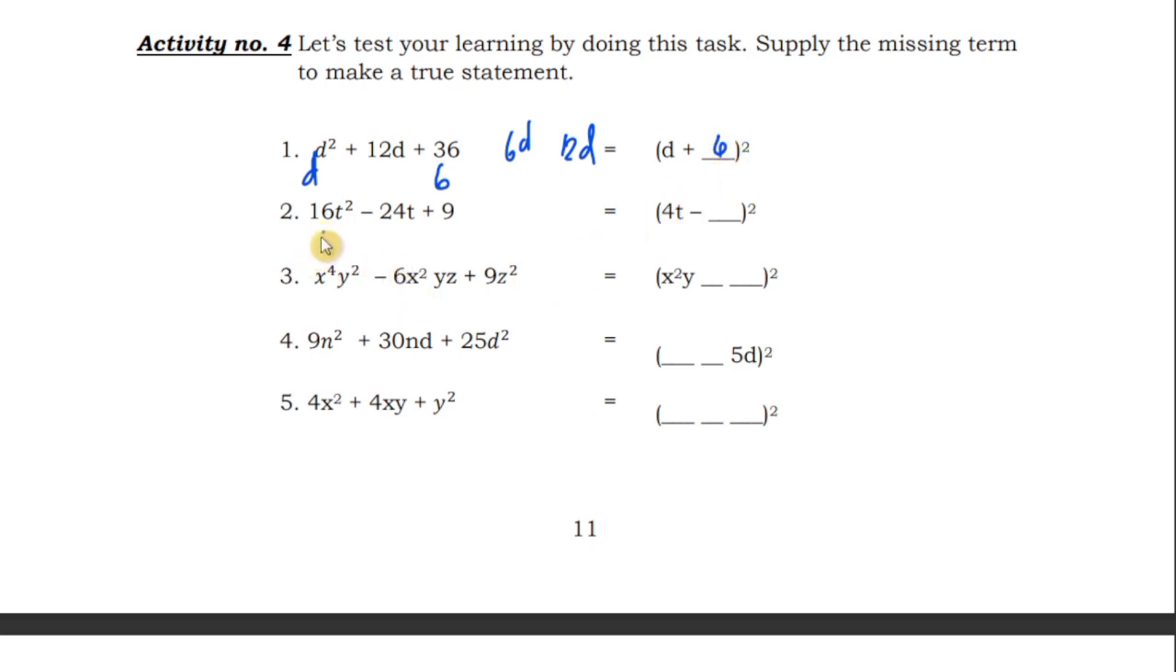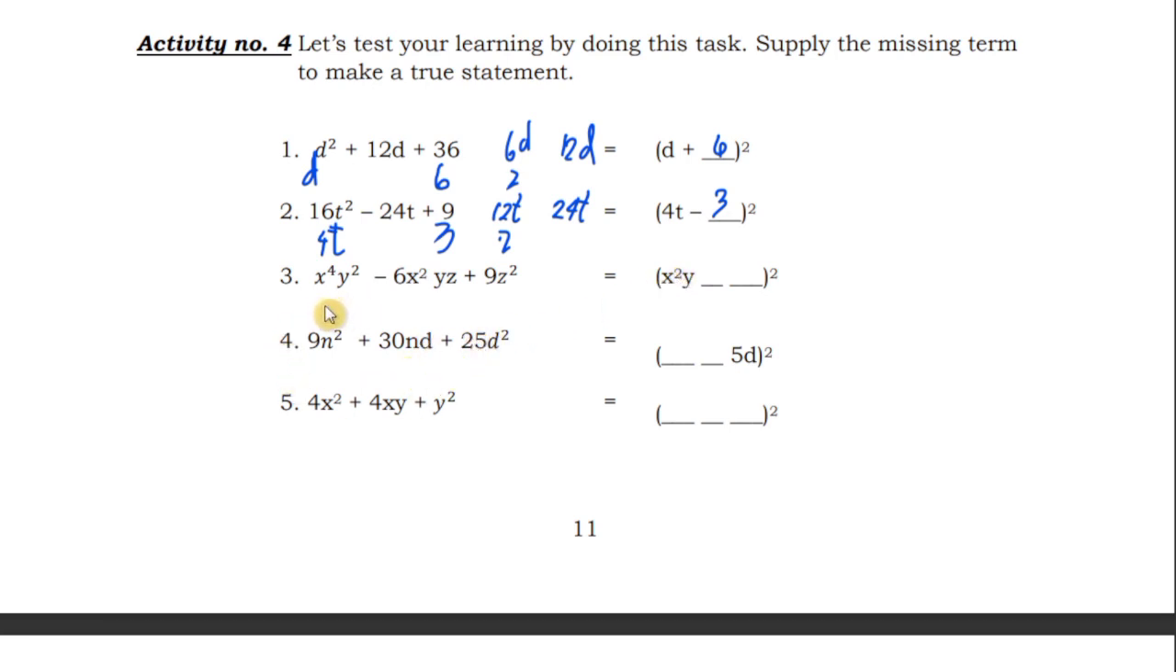16t squared is a perfect square of 4t, while 9 is a perfect square of 3. So 4t times 3 is 12t. Multiplied by 2, we have here 24t with a given minus sign. So this is a perfect square trinomial. As we supply the missing term to make it a true statement, we come up with (4t minus 3) quantity squared.